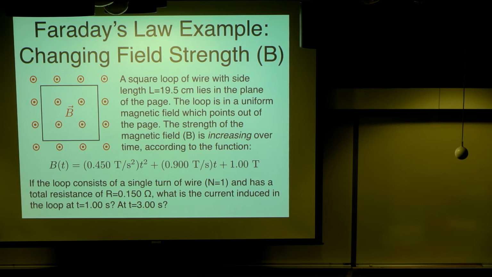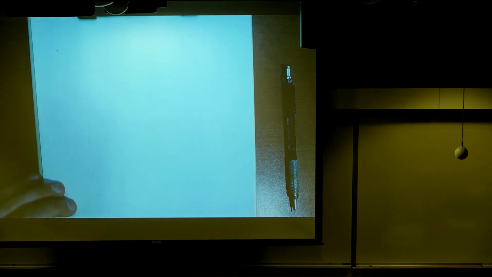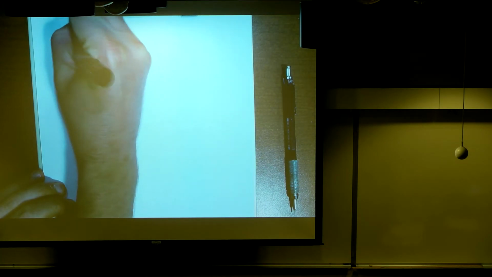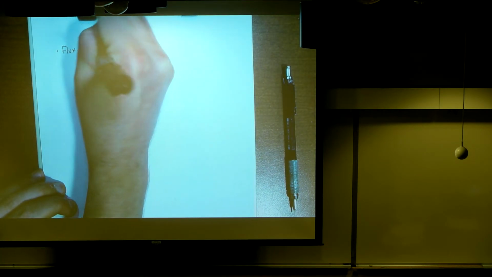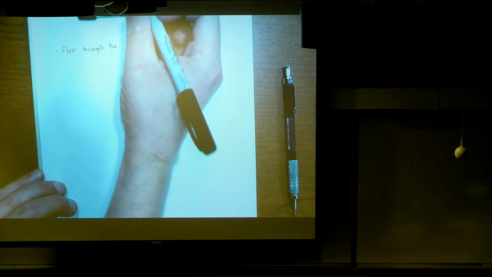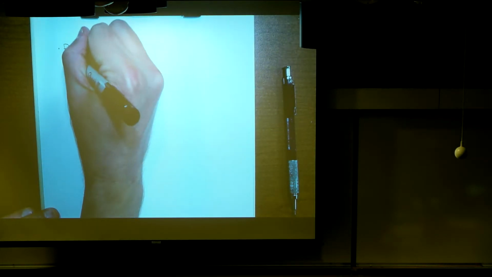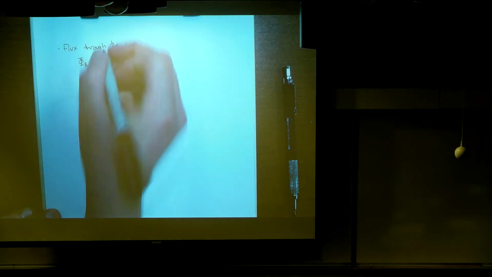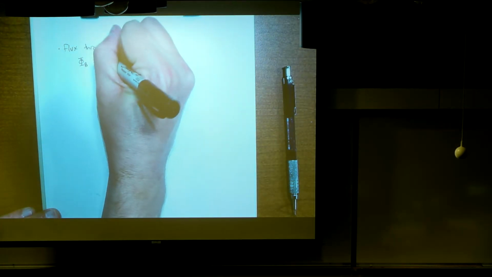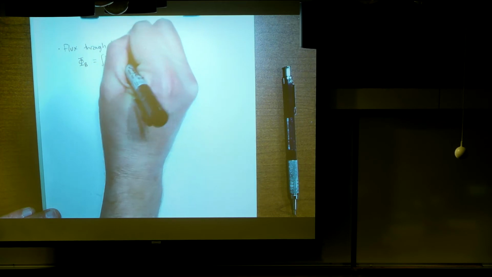Now let's calculate amps, okay? So let's first do this. Let's come up with some way of writing the magnetic flux through the loop. So this is given by phi b, right? Which is B dot dA integrated over the entire loop.